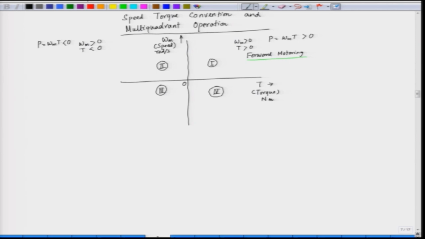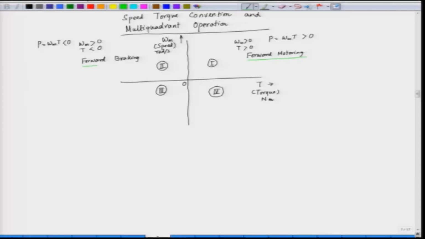And we call the second quadrant forward braking, because the power is negative. So, power flow is from the motor to the source. The motor is behaving as a generator now. That is why we call it forward braking, the motor is braking. The torque is reversed here. So, this is called forward braking in the second quadrant.